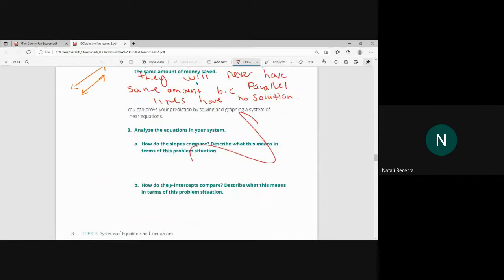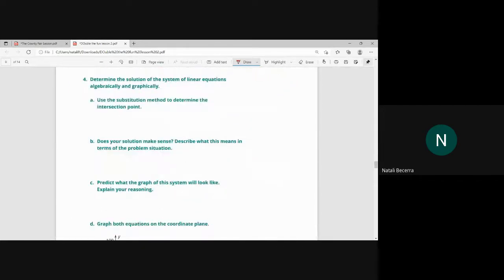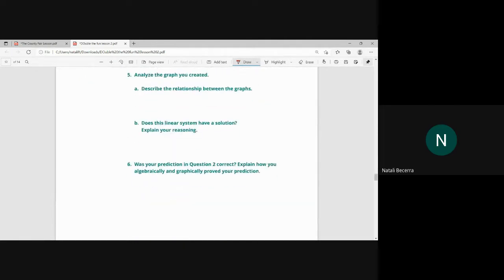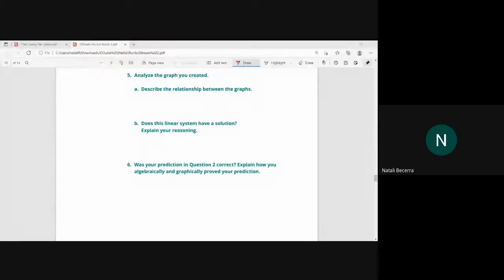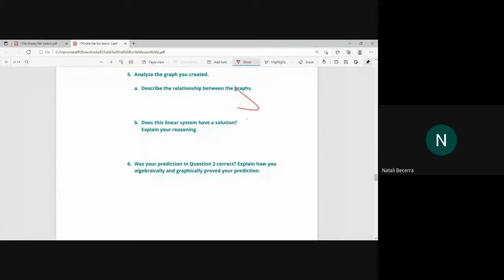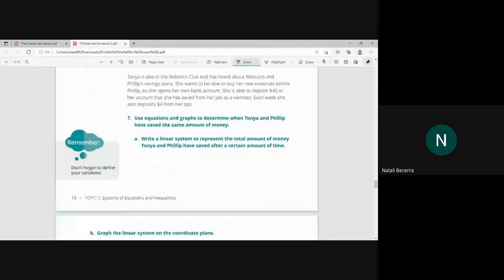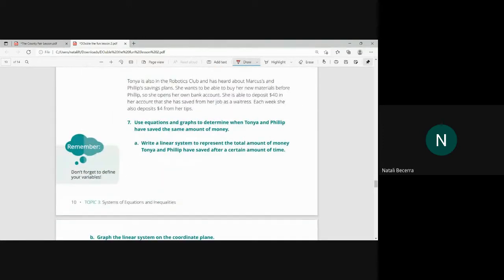All right, we're not going to do this bottom part. Let me see. We're not going to do this one. We're not going to do this one. Let's see. None of this. Wait, this one either. Sorry, guys.